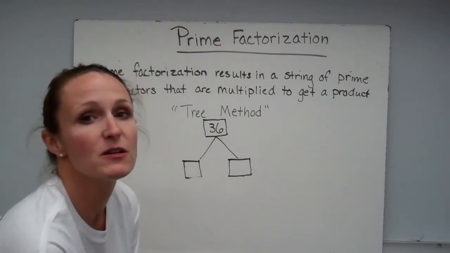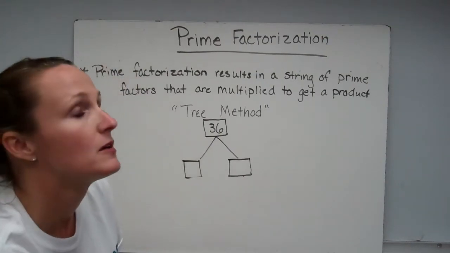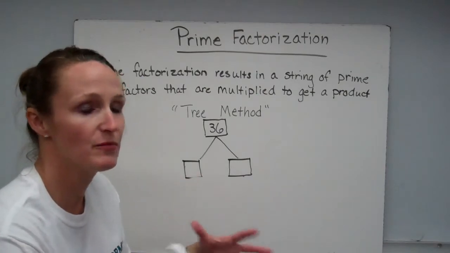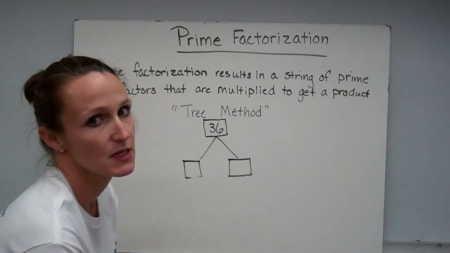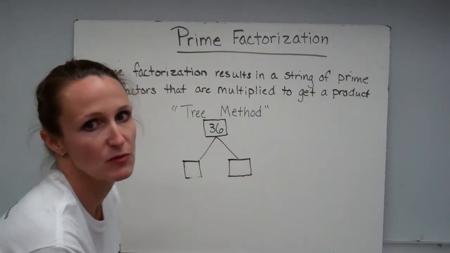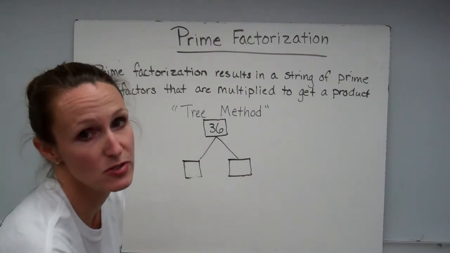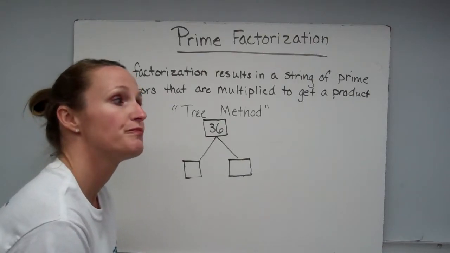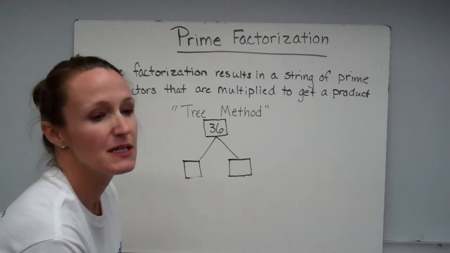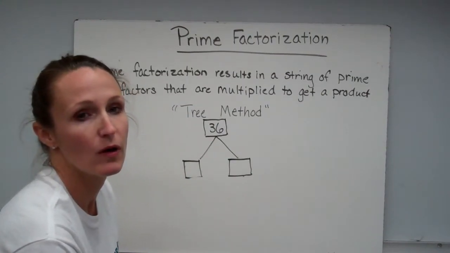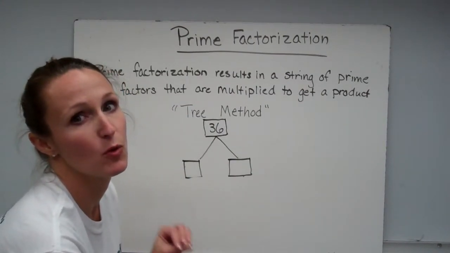So the best way to do this is to use the tree method. So when you make one, you add branches so it keeps looking like a tree. So here we go. We're going to start with the number 36. You want to break it into two numbers that can multiply to be 36. Now there's several ways you can do it. 12 and 3, 18 and 2, or 4 and 9. We're going to use 4 and 9.